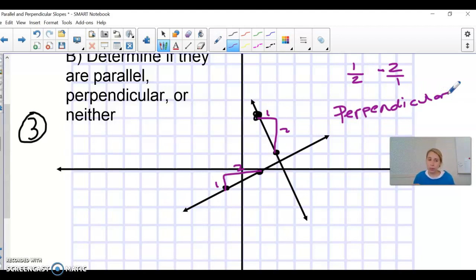So that's the difference between parallel and perpendicular lines. Parallel has the same slope. Perpendicular has negative reciprocals.